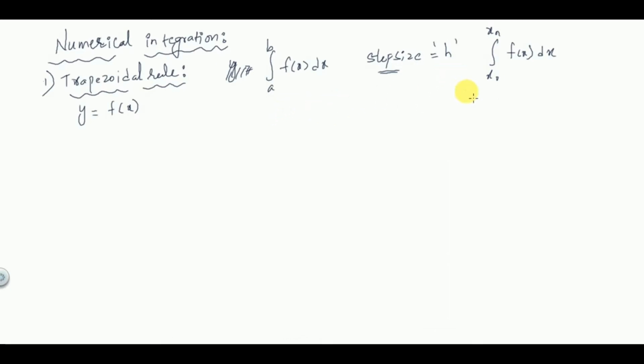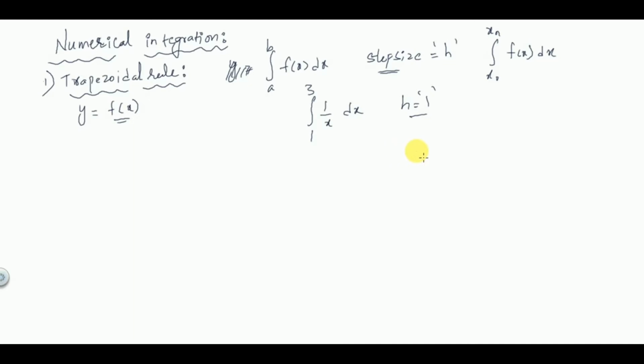Suppose we take an example: the integral from 1 to 3 of 1 by x dx. Find the value of this numerical integration with a step size of 1. I am telling you the generalized concept: only the formulae change in all three methods, but the concept and the methodology are the same for all three. So given the integral from 1 to 3 of 1 by x dx, h is equal to 1.